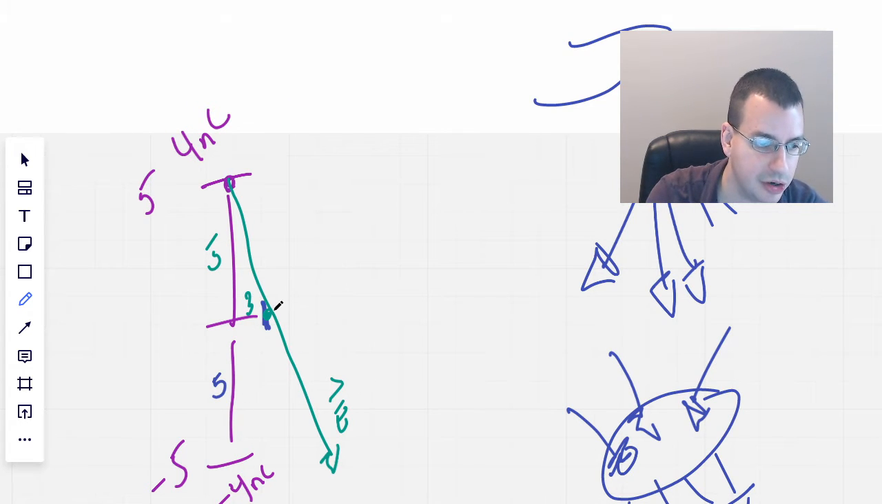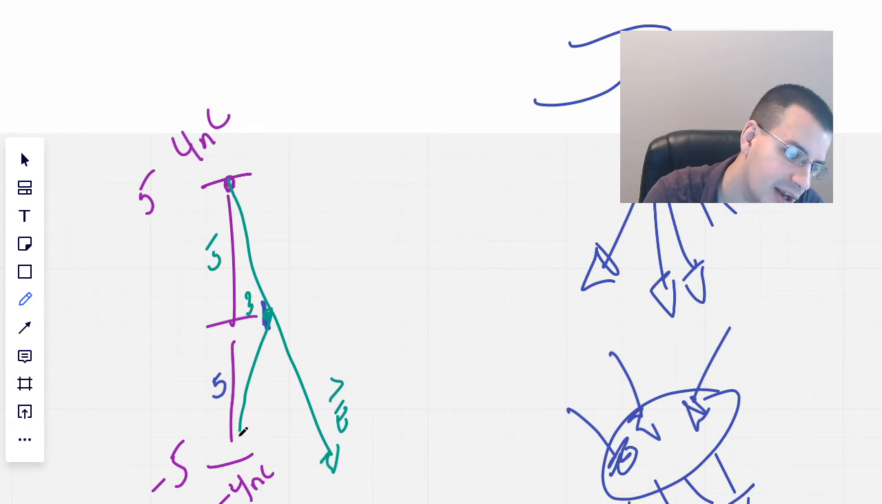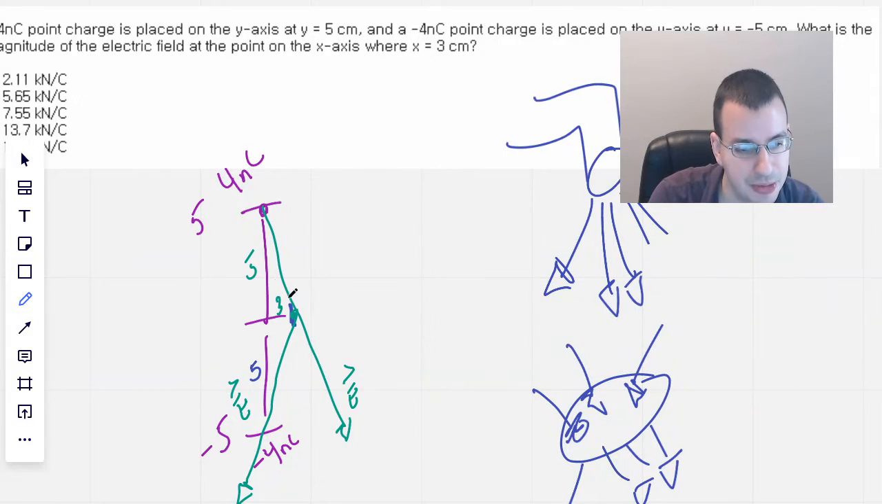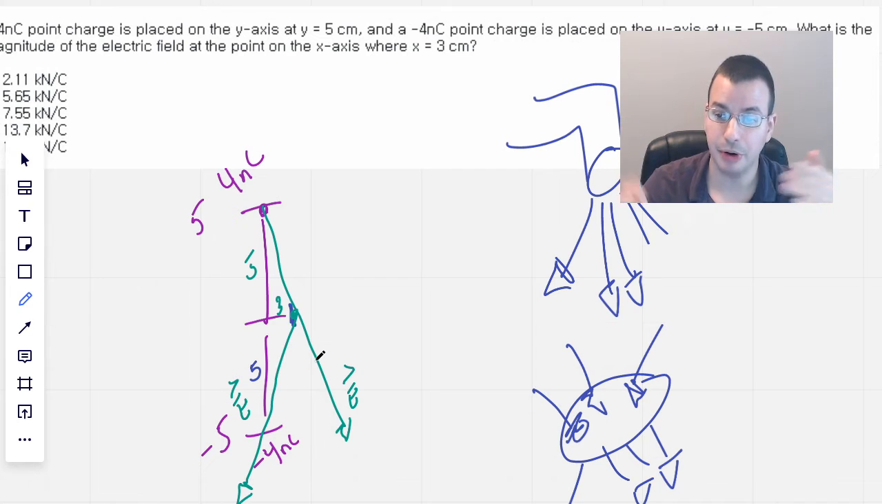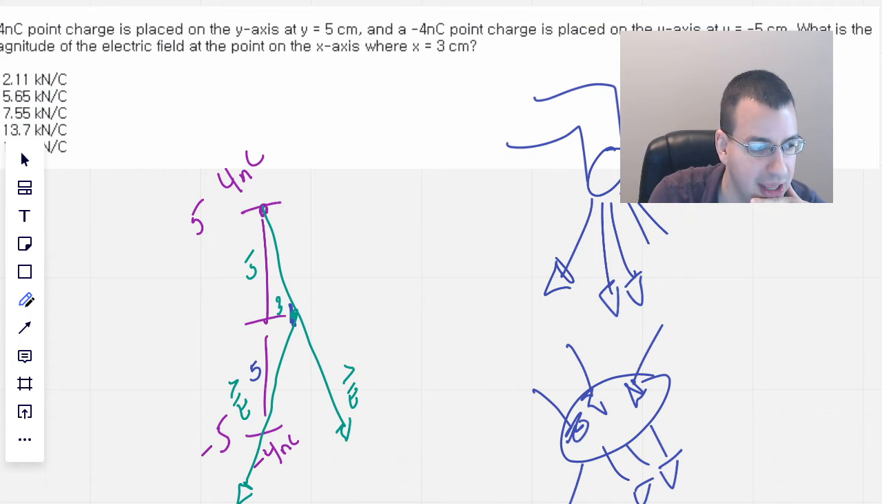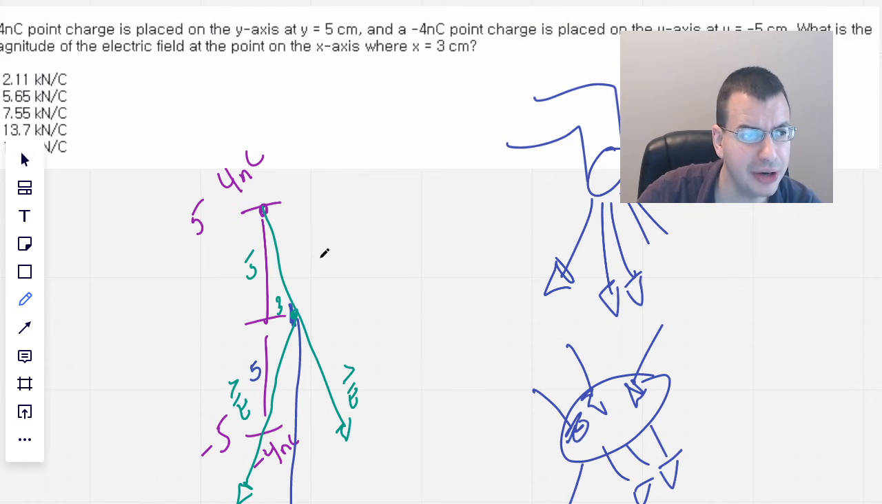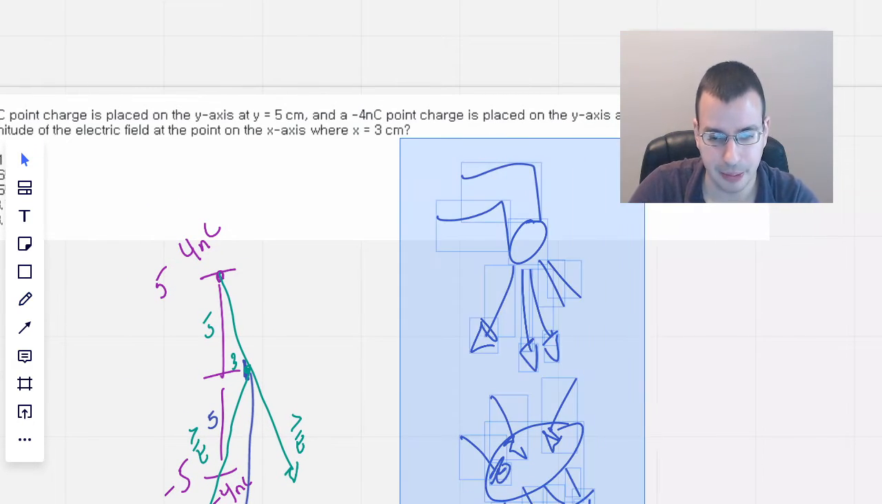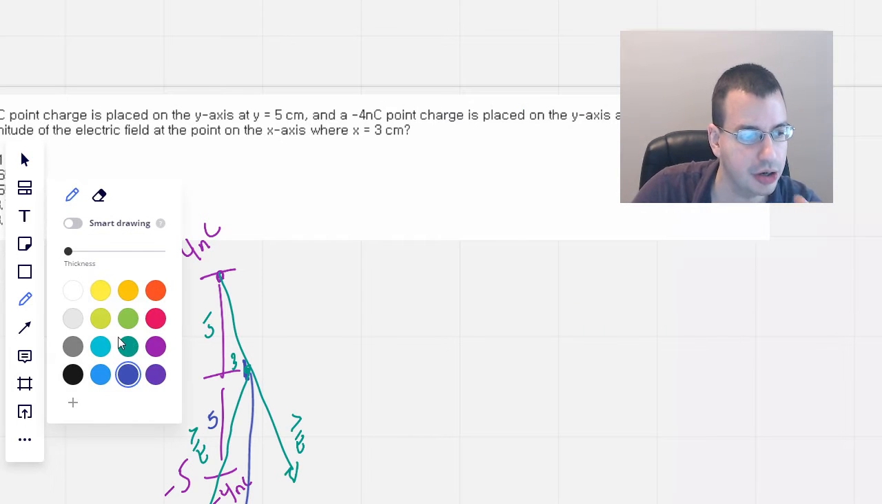And then this one right here is going to have an electric field going like this, that way. And when these add up together, since they're both symmetrical, you have 5 and 3, 5 and 3, the x component is going to cancel out, and we're going to be left with a final vector going straight down. But they don't care about the direction, they care about the magnitude. So that's the concept of what's going on. That's why I always draw a picture when I start.